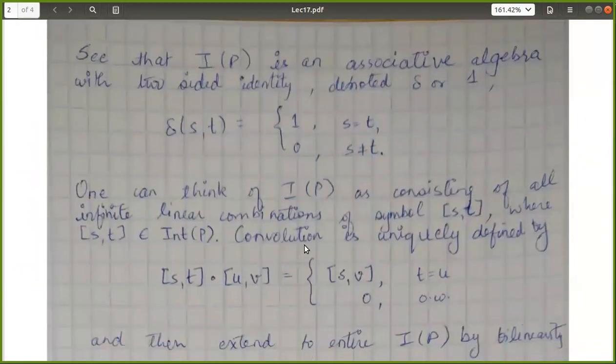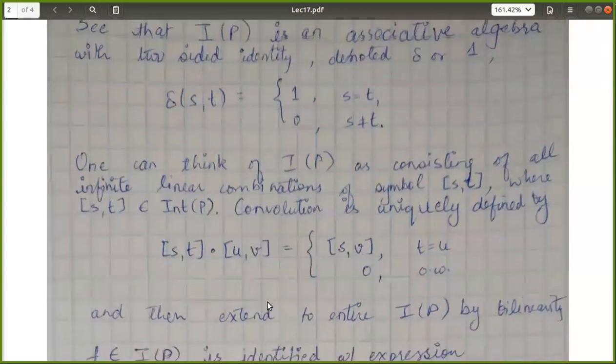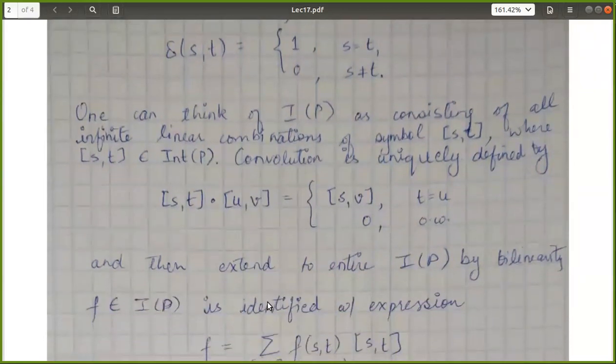So you define the convolution, which is uniquely defined through this: you take the interval ST and the interval UV, then their convolution is SV if T is U. That means its last element is the first element of the second interval, and it's 0 otherwise. Okay. And now with this bilinearity, you can extend it to the entire of IP.